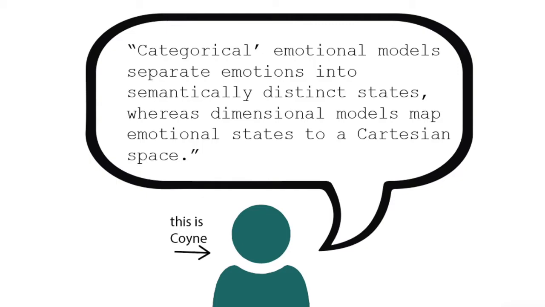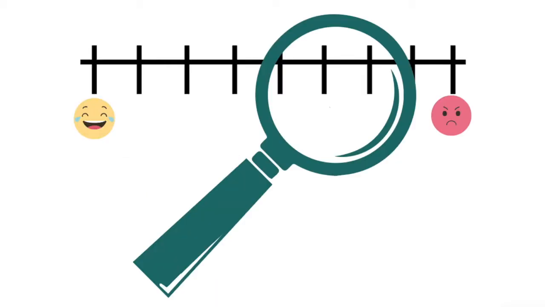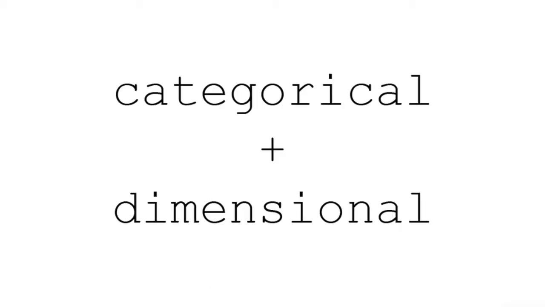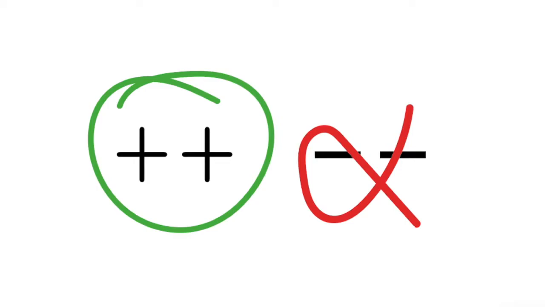Multiple methods exist that help documenting and analyzing emotions. As Coyne stated, categorical emotional models separate emotions into semantically distinct states, whereas dimensional models map emotional states to a Cartesian space. Both these models have their pros and cons. They are too limited to represent the full range of emotions someone can have, and make it difficult to analyze the data in a meaningful way. Therefore, the Geneva Emotion Wheel was introduced, since it has both categorical and dimensional aspects, so that combines the pros and eliminates the cons of the two earlier mentioned methods.